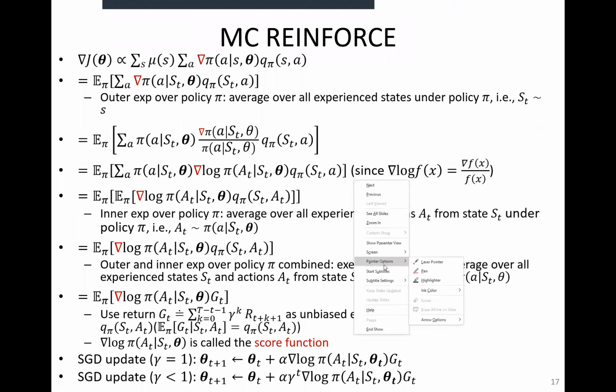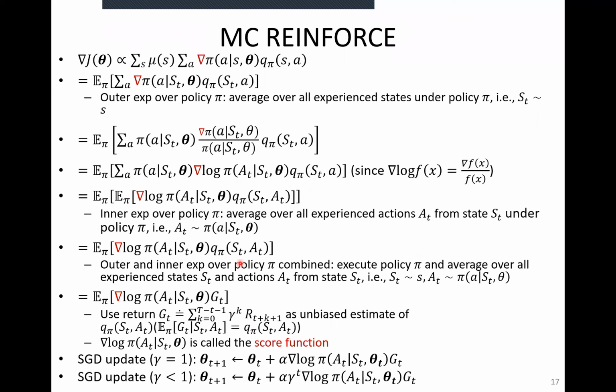And then you can rewrite this Q pi SA as expectation over the GT. So the GT return, if you remember, it's the cumulative reward starting from the current step until the end of the episode. So it's an unbiased estimate of the Q pi SA.